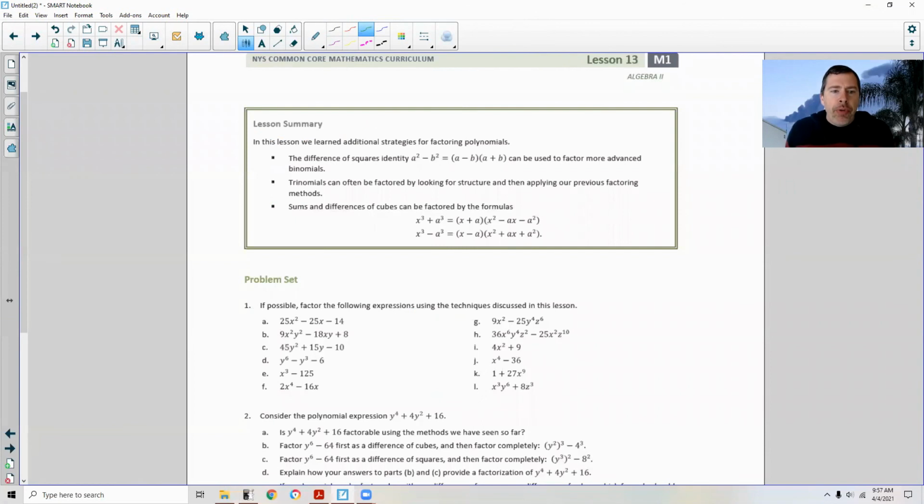Okay, page 4 brings us to the end of lesson 13. Review the lesson summary: difference of squares, sum of cubes, difference of cubes. There they are. We just did those on the last page. So review that lesson summary and go to your problem set.